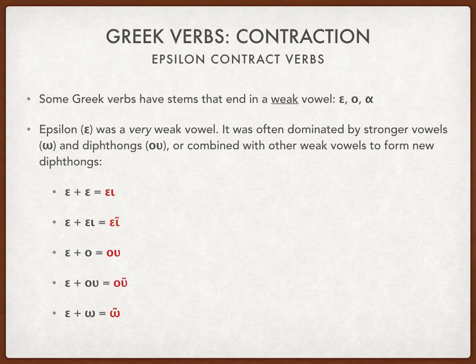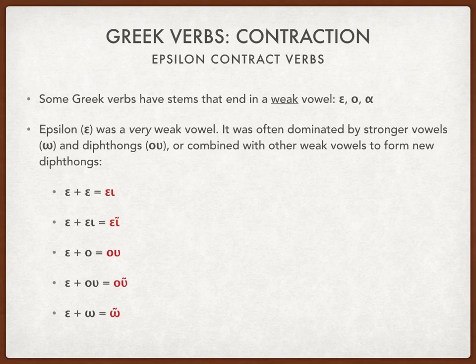Now, not all verbs are the same, as it turns out, and one of the things that we're going to see frequently in Greek is that some verbs end their stems in weak vowels that will contract and combine with other vowels to make different sounds. One of the most common forms of this is epsilon contraction. So, in short summary, to give us some background, some Greek verbs have stems that end in what we call the weak vowels that include epsilon, omicron, and alpha, basically the short vowels.